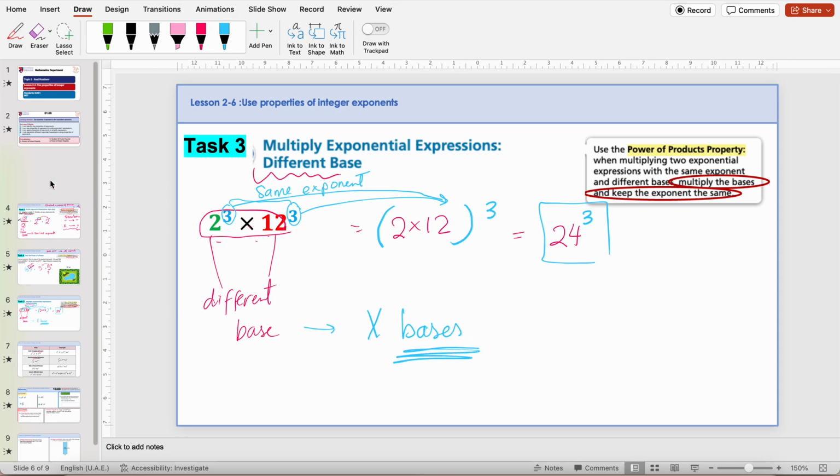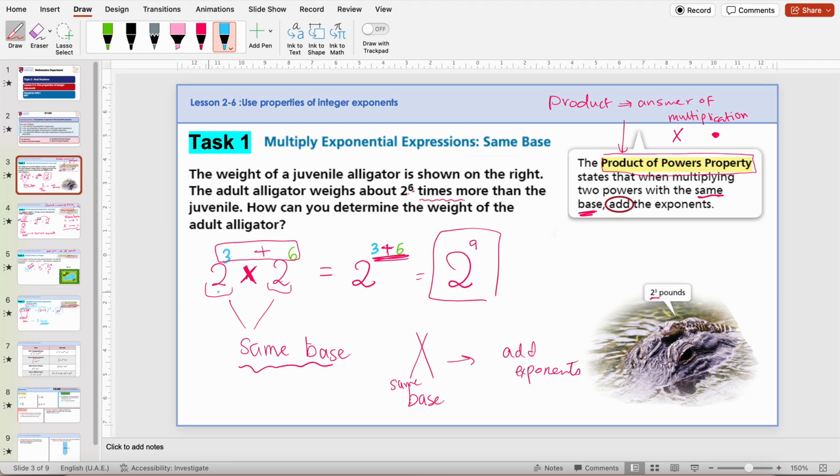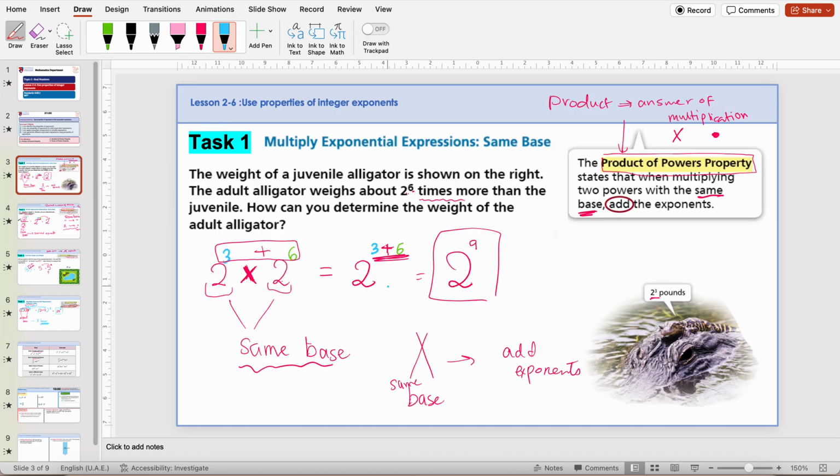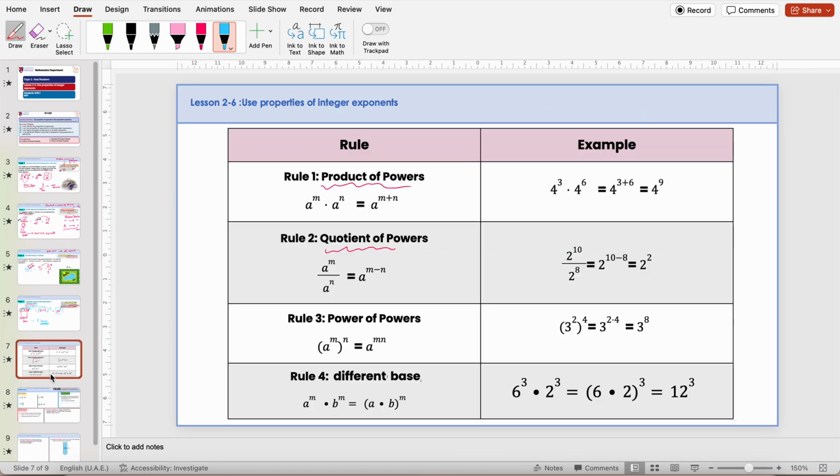Okay? It's different than this one. This one have same base, different exponents, combine the exponents. Here, different base, same exponent, multiply the bases. Okay? Here we keep the same exponent, here we keep the same base. Okay? Just make sure that you know the difference. Terminology is important. You need to know the names of these properties.